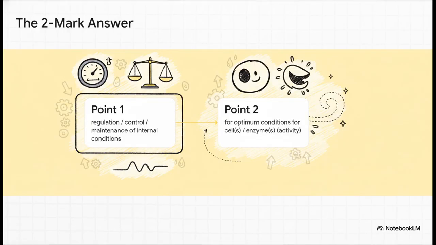So here's the secret. For your first mark, you need to say that homeostasis is the regulation or maintenance of your internal conditions. But, and this is crucial, to bag that second mark, you have to say why. And the reason is to keep conditions optimum for your cells and enzymes to work properly. You need the what and the why.